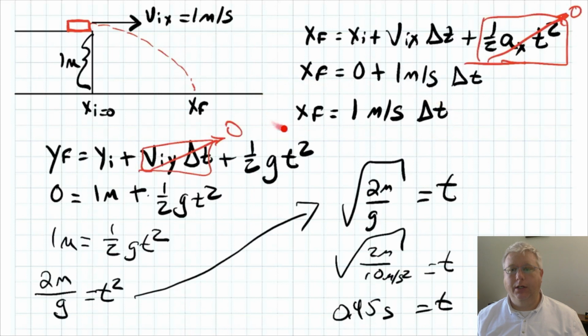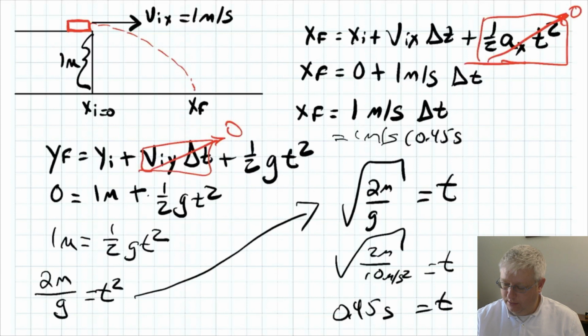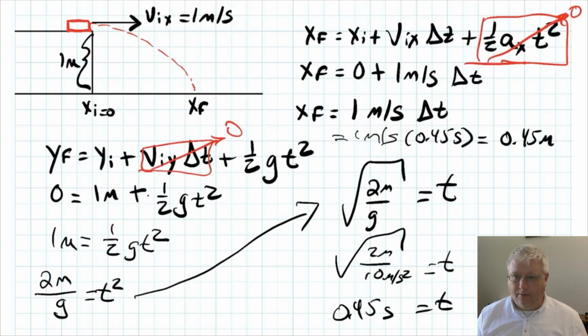Our final position is 1 meter per second times the time interval. So the final position is 1 meter per second times that 0.45 seconds. All right, our seconds cancel out and we're left with just 1 times 0.45. 0.45 meters. All right, so the distance that it falls horizontally is 0.45 meters.